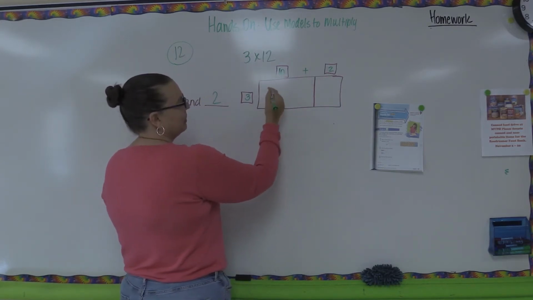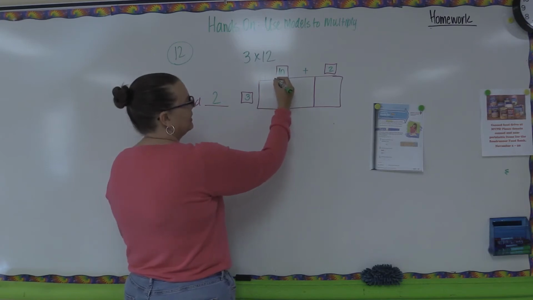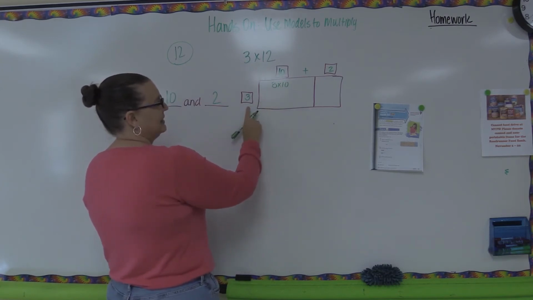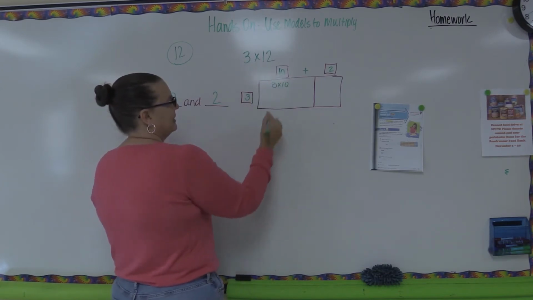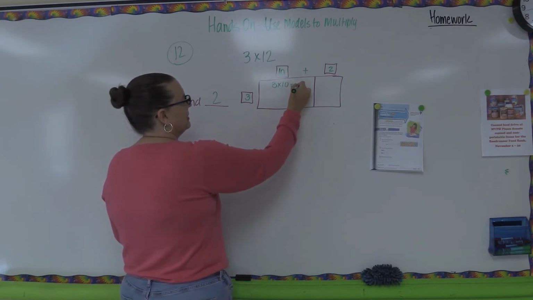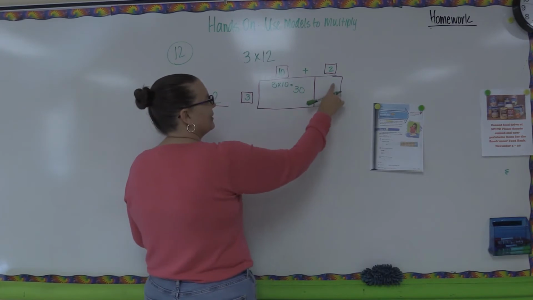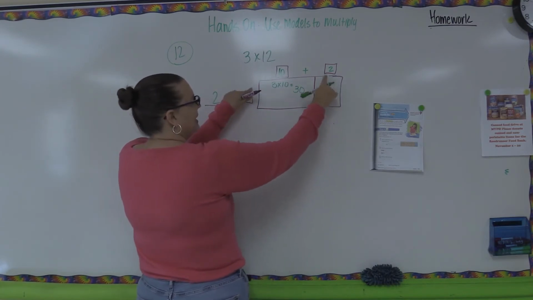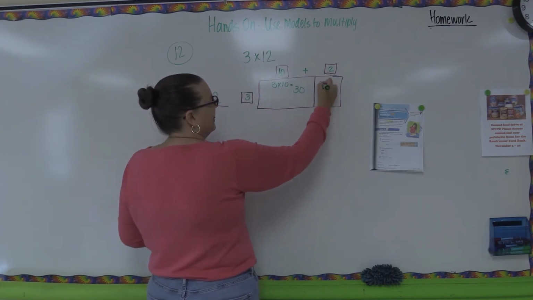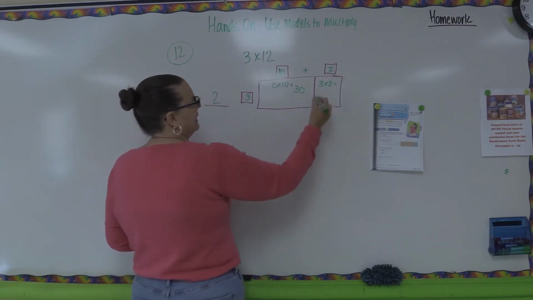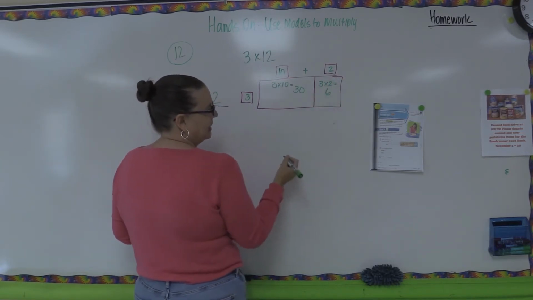So inside this box, which we have done before, we're going to be doing 3 times 10. That's what this rectangle represents, the array of these numbers. So 3 times 10 is equal to 30. And now we're going to find the area for this box. So it's this side times the one on the top. This particular box is showing us 3 times 2. And 3 times 2 is 6.